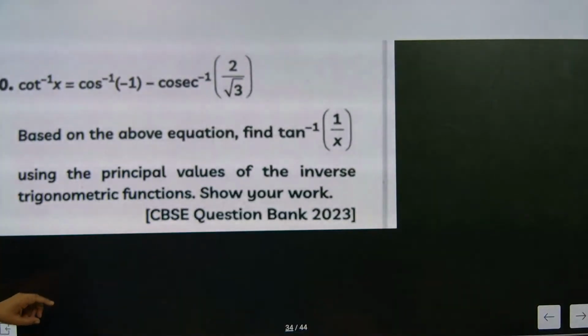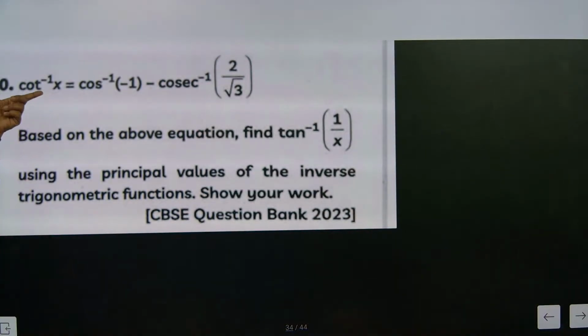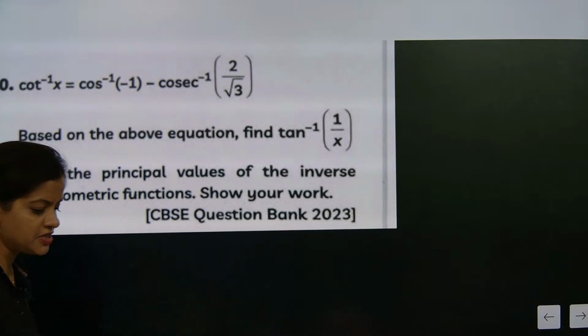Now, beta, look here. This part of the question, will you be able to solve it based on the above equation? Find tan inverse 1 by x. Solve this. Never leave this question. 2023, please kindly go for it.